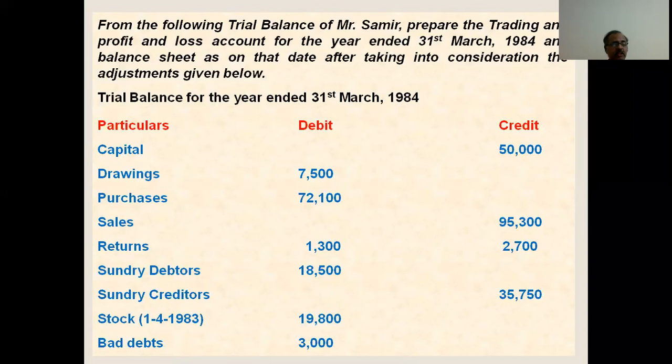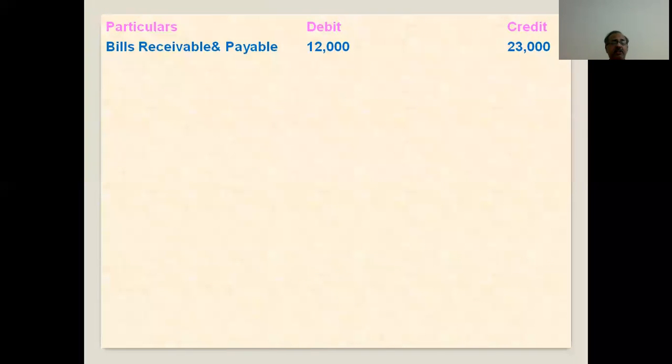Stock as on 1st April 1983. So this is the opening balance, opening stock. Opening stock will be showing on the debit side of the trading account. Bad debts. It is a loss. Bad debts will be showing on the debit side of the P&L account. Then bills receivable. Debit balance is bills receivable, rupees 12,000. It is an asset. Asset side of the balance sheet. Bills payable, credit balance rupees 23,000. Liability. Liability side of the balance sheet.